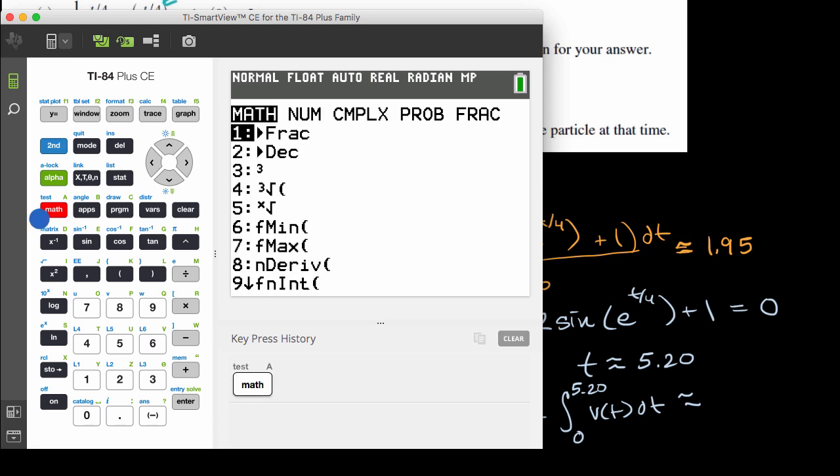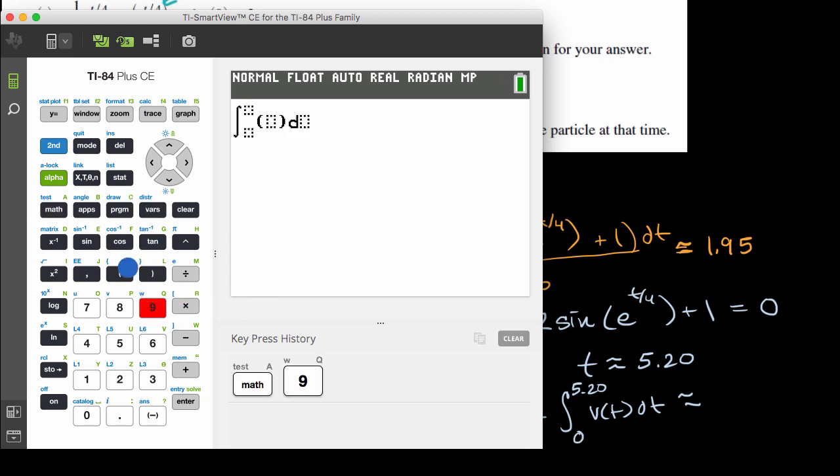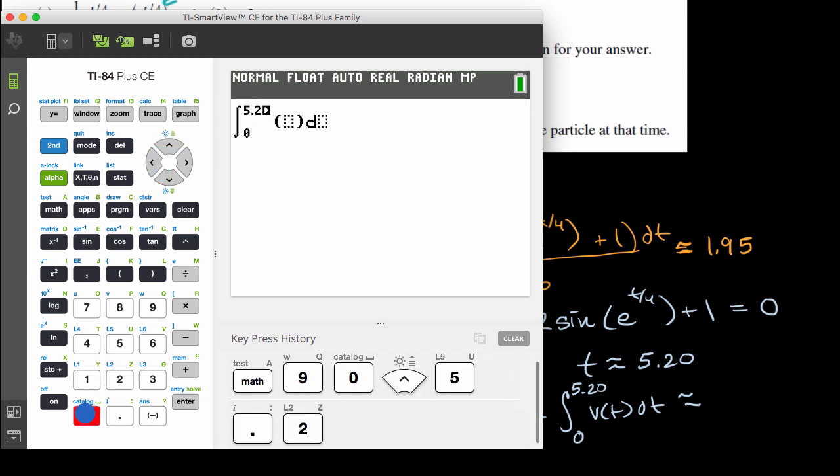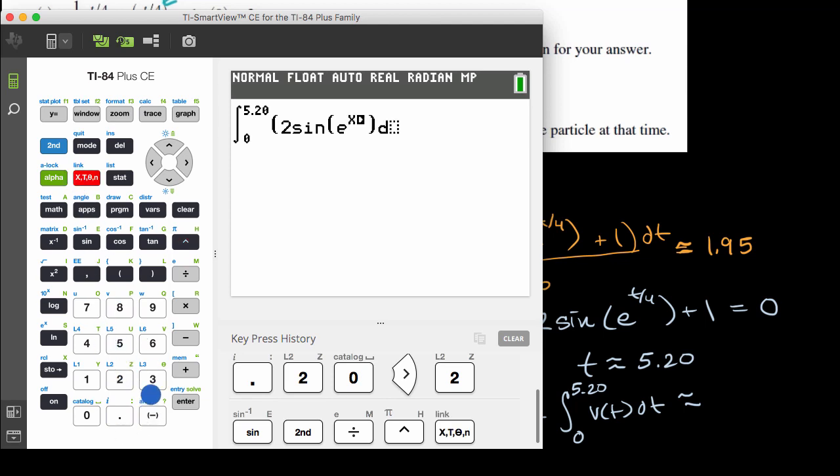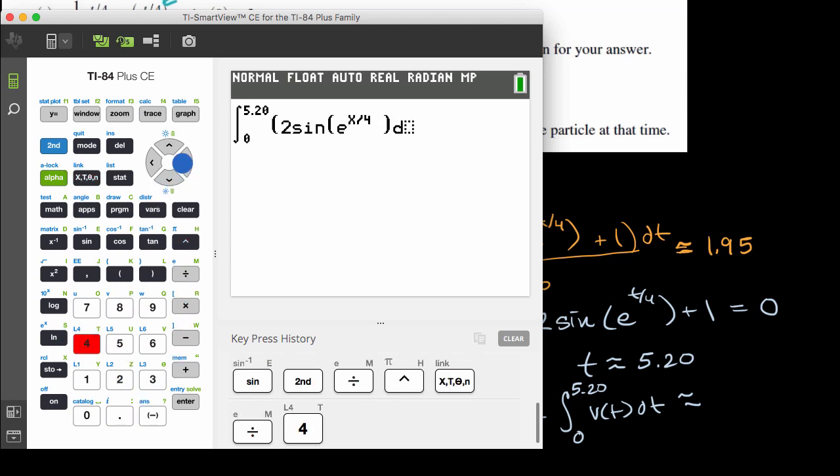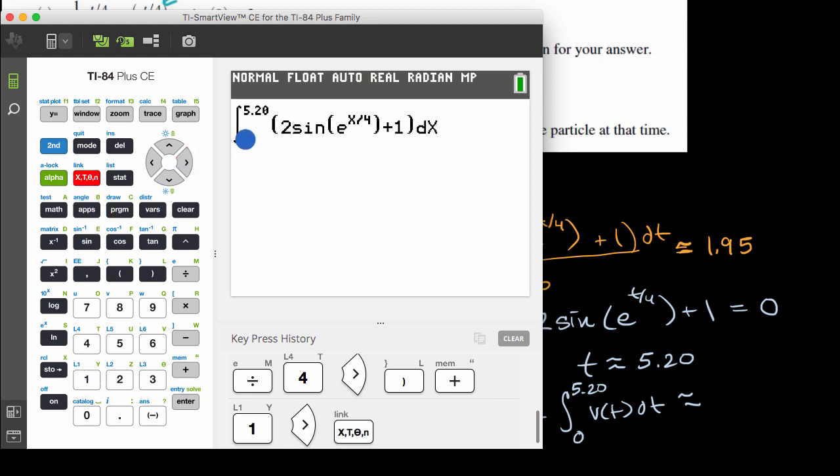And so we could say math number 9 here, definite integral. We're going to go from 0 to 5.20, and then we're taking the integral of 2 sine of, I've done it so many times now, I think I have it memorized, e to the, and I'm going to just use x over here, x divided by 4 power, close the sine parentheses, plus 1, and then I'm integrating with respect to x. This is going to give us our change in position from time 0 to time approximately 5.20. And so that's going to be that.